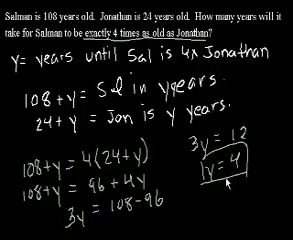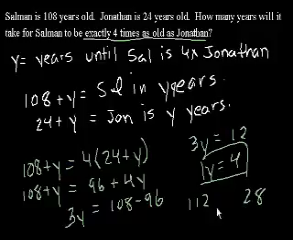Well, if Salman is 108 right now, in 4 years, he's going to be 112. And if Jonathan is 24 right now, in 4 years, he's going to be 28. And let's see. 28 times 4 is 80 plus 32. Yep, exactly. It'll be 112. So it looks like that problem worked. Excellent. Let's do another one.